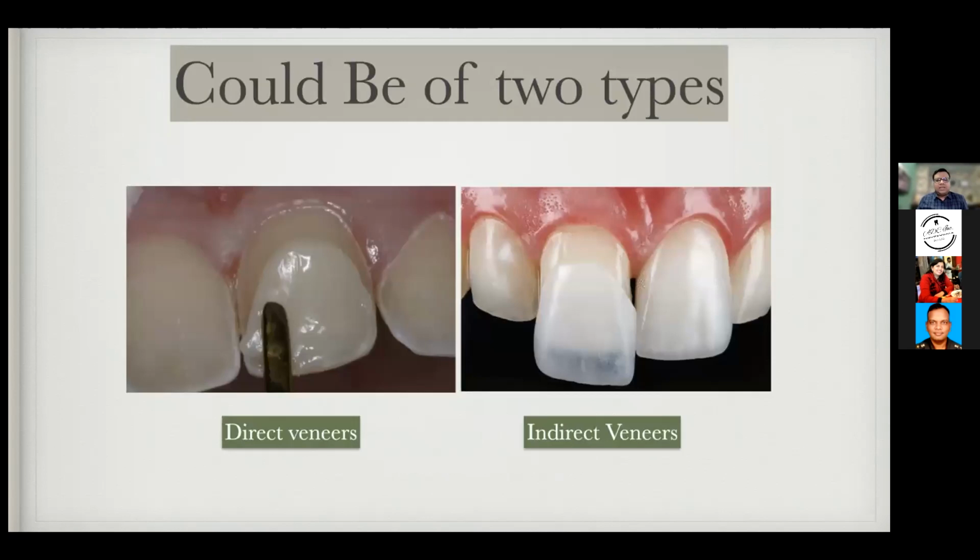Now, veneers can be of two types. They can be direct veneers, where you use composite and you put it inside the mouth after you've prepped the tooth to a certain extent, or probably no prep. It totally depends on case to case. And then it can be indirect veneers.